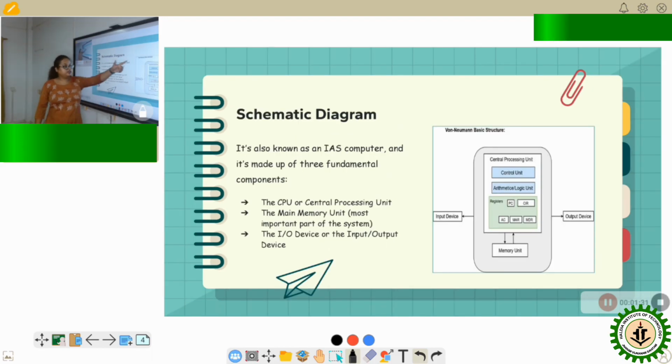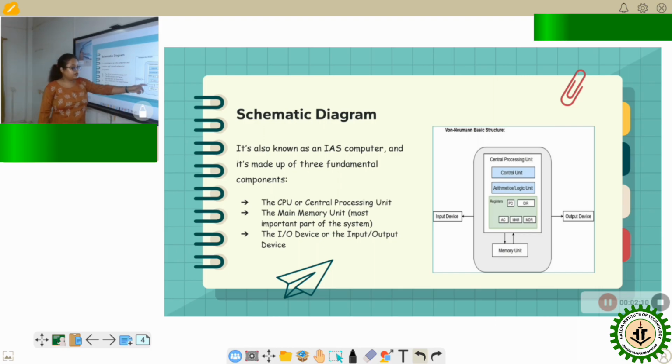So this is the schematic diagram of a von Neumann architecture. First there is a CPU, central processing unit, and under that we are having control unit and arithmetic logic unit. And inside the CPU, we are having some registers. First you can see PC, that is program counter. Then CIR is the current instruction register, then AC is the accumulator, MAR is the memory address register, MDR is the memory data register, or we can say MBR, memory buffer register.